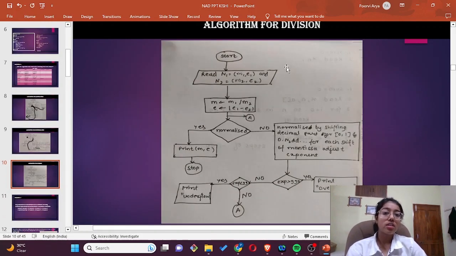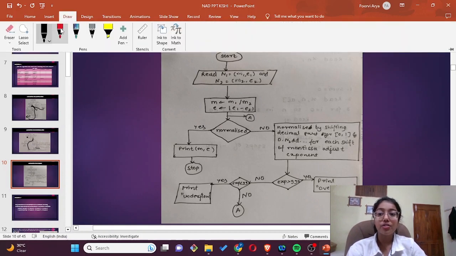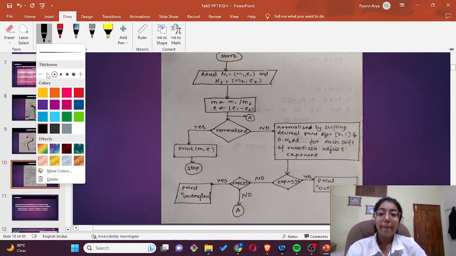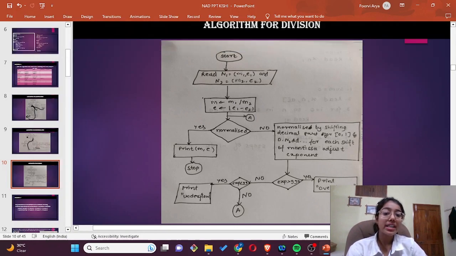Now let's check for the algorithm of division. We start here, we read the values of n1 and n2, and for the mantissa we divide m1 by m2, and for the exponent we take the mod of e1 minus e2. Again here we see if it is normalized or not. If it is normalized, we print m and e. m is got by m1 divided by m2, and e we get by e1 minus e2, the mod.